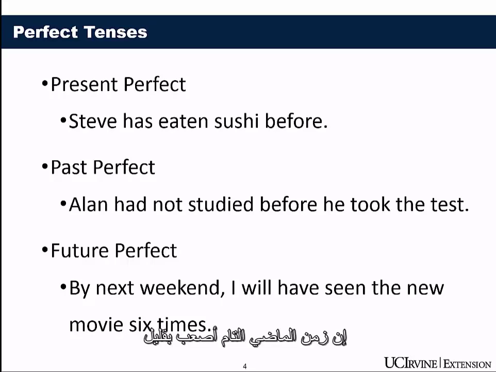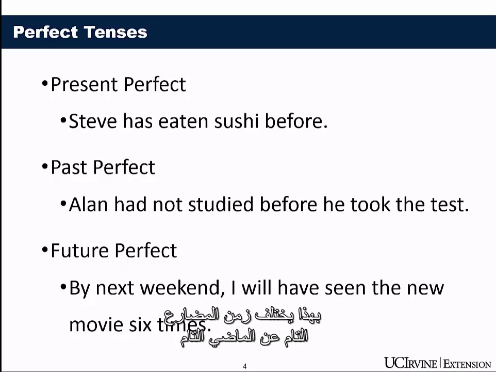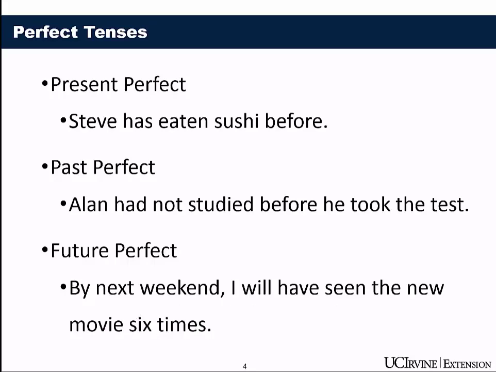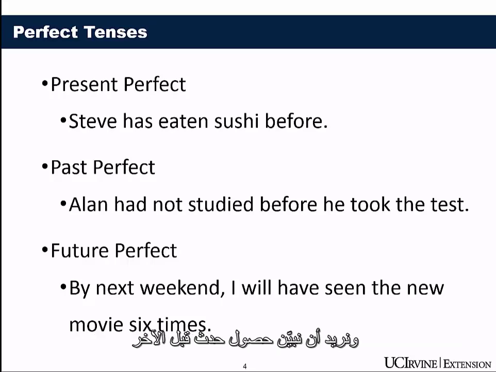Past perfect is a little more difficult. Past perfect has nothing to do with the present. That's what's different from present perfect. Present perfect, now is important. In past perfect, now is not important. When we talk about past perfect, we're talking about two actions in the past, and we want to show that one of the actions happened before the other action in the past.